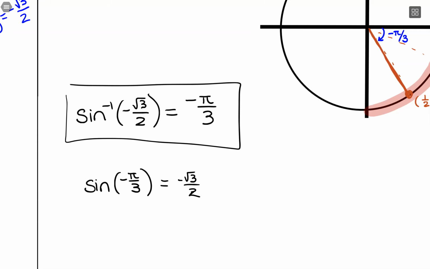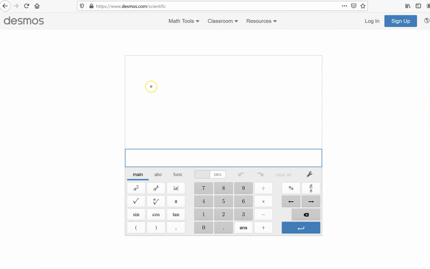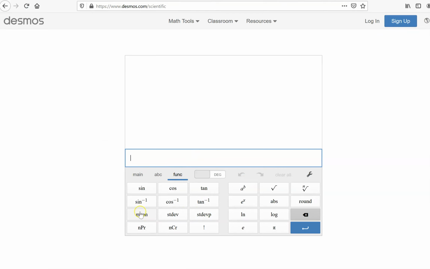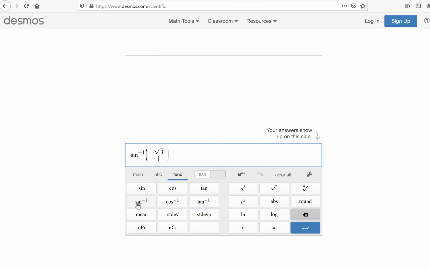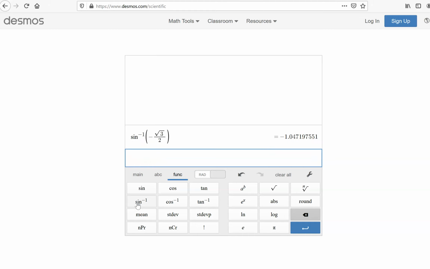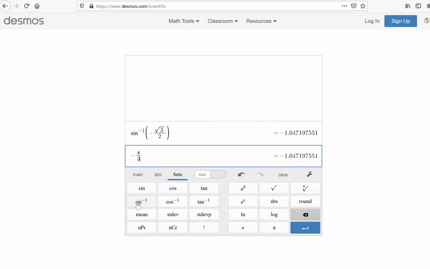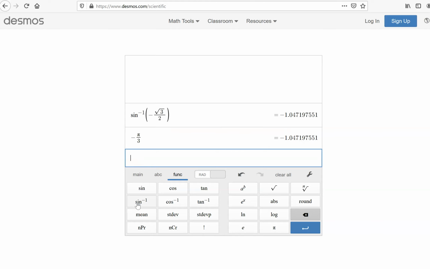Now, if we go to the calculator real quick to double check our answer, you can see sine, cosine, tangent there. If you go to this functions tab, you can see the inverse functions there, and I'm going to switch this to radian mode. So what we could do is inverse sine of negative square root of 3 over 2. And we get that value out there, which might not make much sense to us, but if I plug in negative pi over 3 there, I can see it's a match.